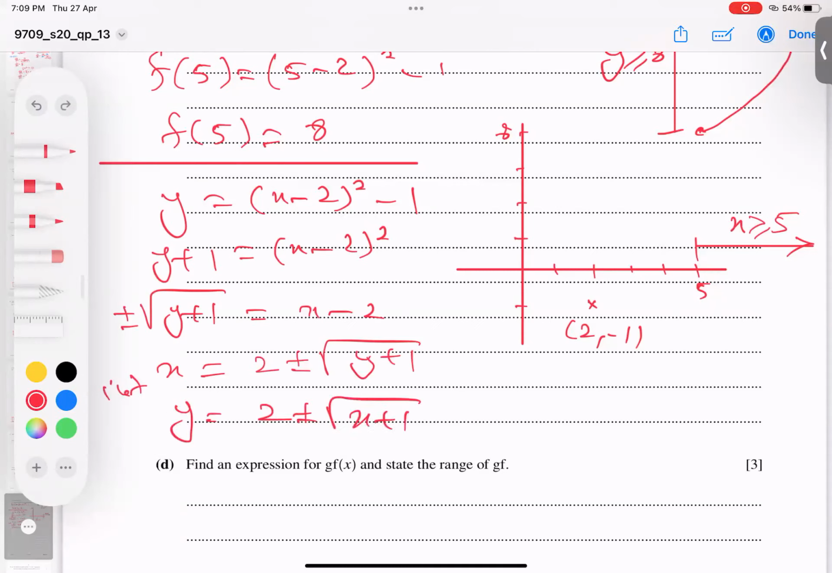And this y is called the inverse of x. So Alhamdulillah, the inverse is done, but the only problem is one thing. What is that? Either plus or minus comes.